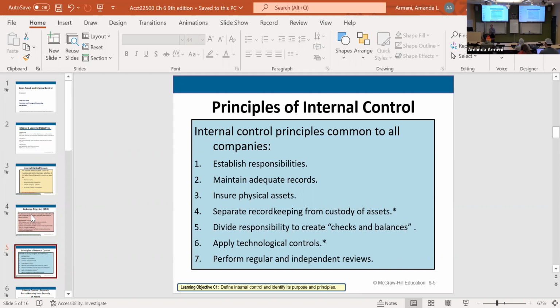Number two, maintain adequate records. So as I said, right, for one type of process, selling goods to a customer, there's a bunch of different things that have to happen before we make that journal entry. We have to make sure we have the inventory. Well, we receive their order, right? We have to make sure we have the inventory available. We have to make sure that we ship it to them in a timely way.